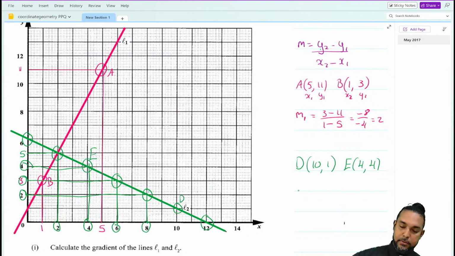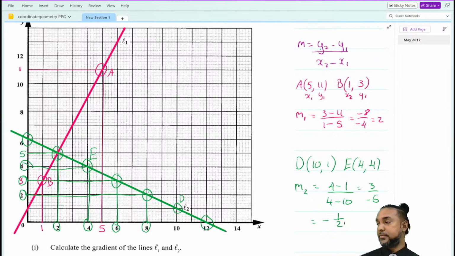All right, so the gradient of line 2 would be equal to 4 minus 1 all over 4 minus 10. 4 minus 1 is 3, but 4 minus 10 is minus 6. So what we would get is minus a half. Right, so minus a half, not just plain old half. Right? They were close. Right, so keep looking at it. All right.